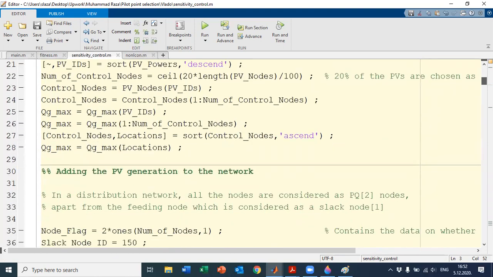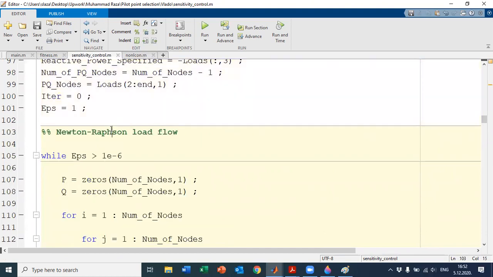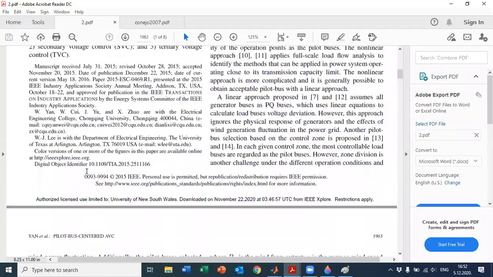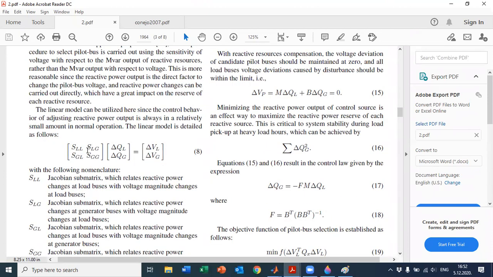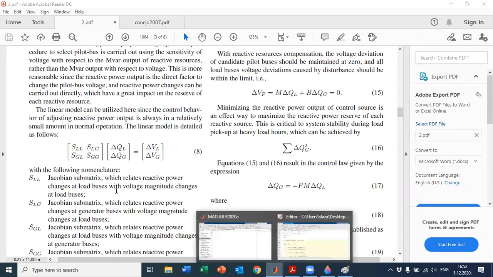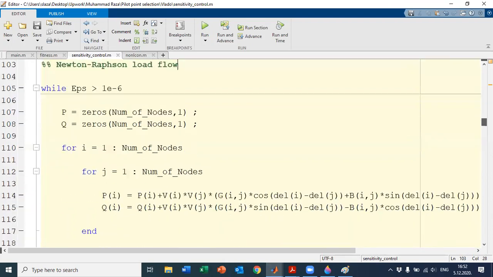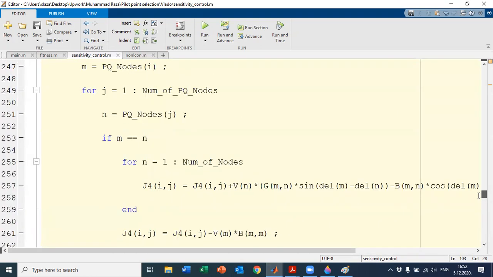The most important thing that needs to be done is to conduct a Newton-Raphson load flow. And why is that done? Because we need to determine these sensitivity matrices, SLL, SLG, SGL, and SGG. Basically, I've told you earlier that the S matrix is equal to the inverse Jacobian matrix J4. So basically, we just conduct a Newton-Raphson load flow, we let it converge completely, and we take the value of the Jacobian of the matrix J4, of the submatrix J4 from the last iteration.